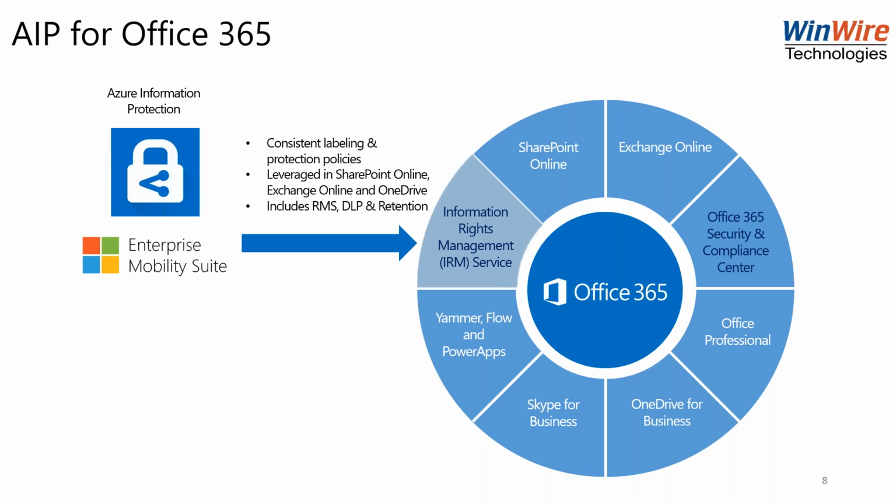And we have our own traditional Office, delivered as Office Professional as part of Office 365. And Azure Information Protection along with Enterprise, it's part of the Enterprise Mobility Suite. I wouldn't say it's part of, but it kind of overlaps with the Enterprise Mobility Suite. And it includes your rights management, your data loss protection, retention policies, and all of that. Right.